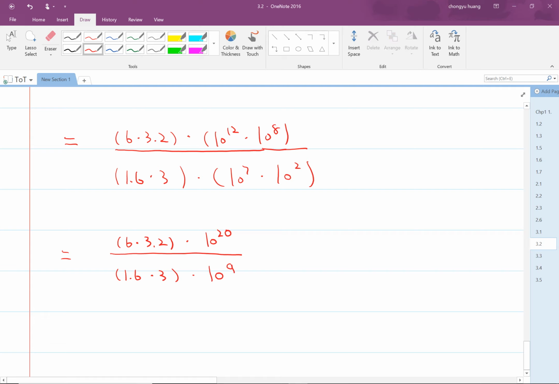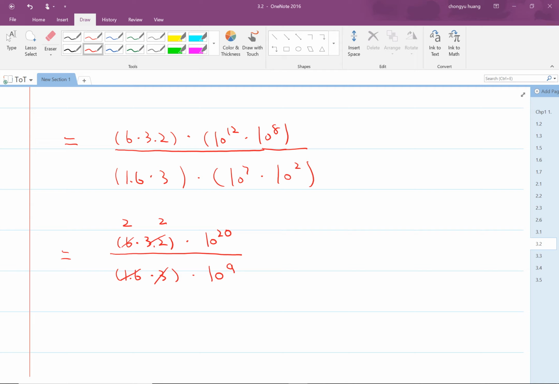So now we are able to cancel some terms, right? 1.6 gets cancelled and 3.2 becomes 2, right? And then 3 gets cancelled, and 6 becomes 2, right? Makes sense, right? And then 1.6 gets cancelled, and 3.2 becomes 2, right? Makes sense, right?